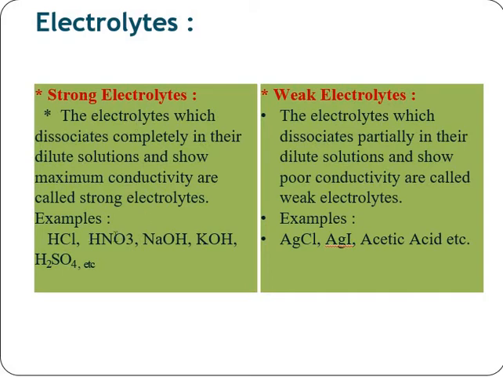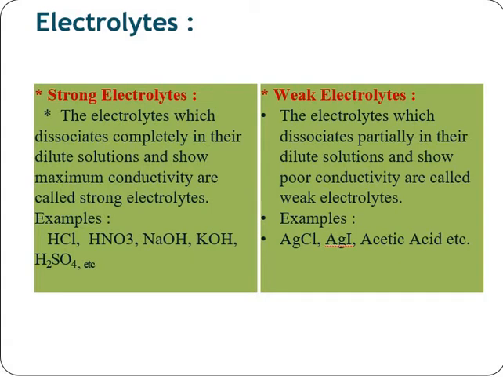HCl, HNO3, NaOH, KOH, H2SO4. These are the examples of strong electrolytes. It means all strong acids and all strong bases will act as strong electrolytes. Now weak electrolytes. The electrolytes which dissociate partially in their dilute solutions and show poor conductivity are called weak electrolytes. Silver chloride, silver iodide, acetic acid. These are the examples of weak electrolytes.